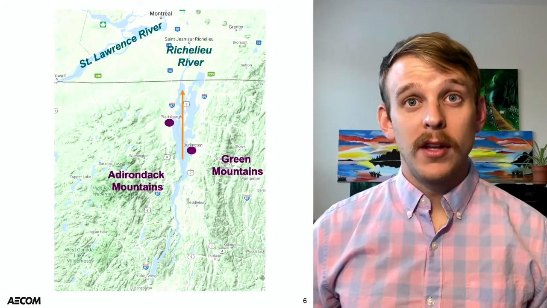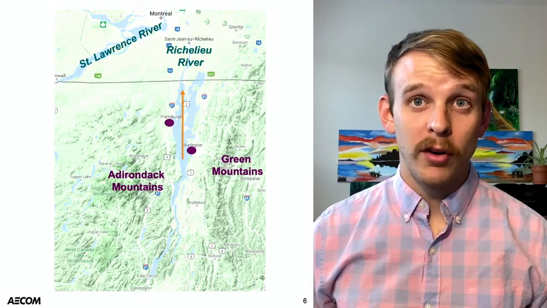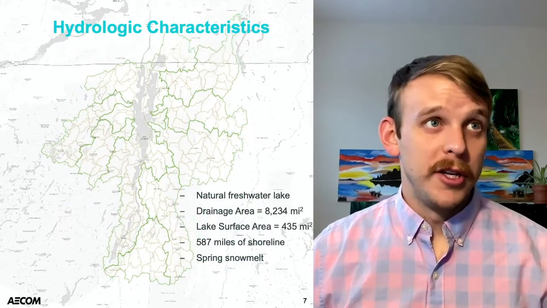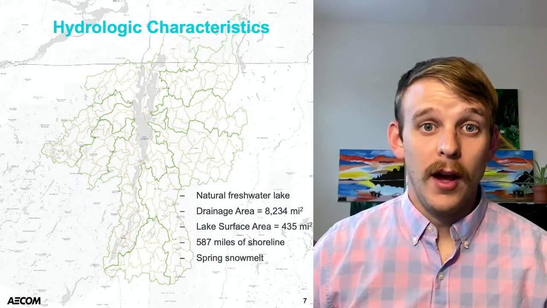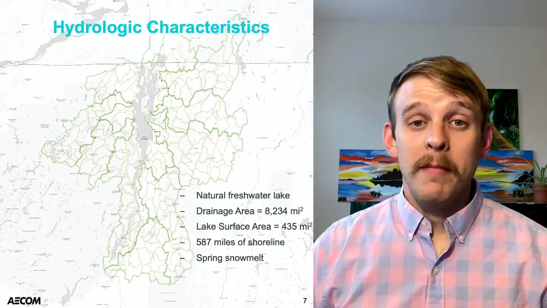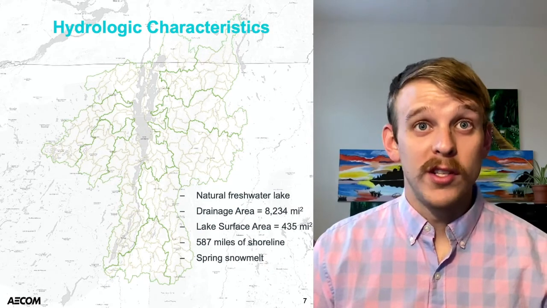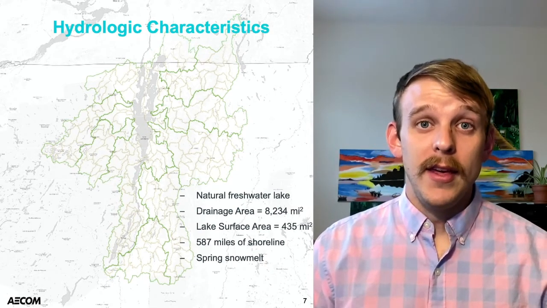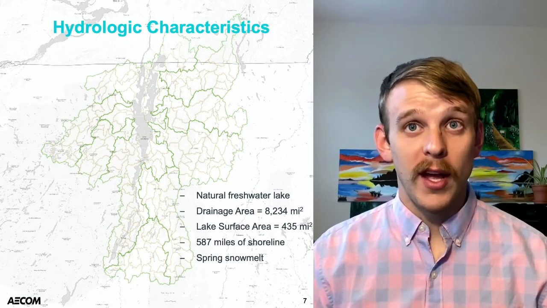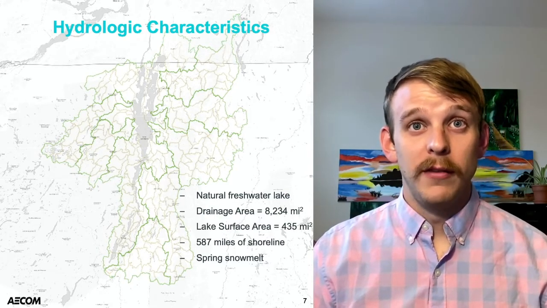Much of the lake's coastline is relatively undeveloped, but there are several cities located along the lake, including Plattsburgh in New York and Burlington, Vermont. So let's jump right into some hydrologic characteristics of Lake Champlain. Some things of note is that it's a natural freshwater lake formed by glaciers with an immense drainage area of over 8,000 square miles, and almost 600 miles of shoreline. The greatest width of the lake is right around 12 miles between the city of Port Kent, New York and Burlington, Vermont. The average depth of the lake is around 64 feet.